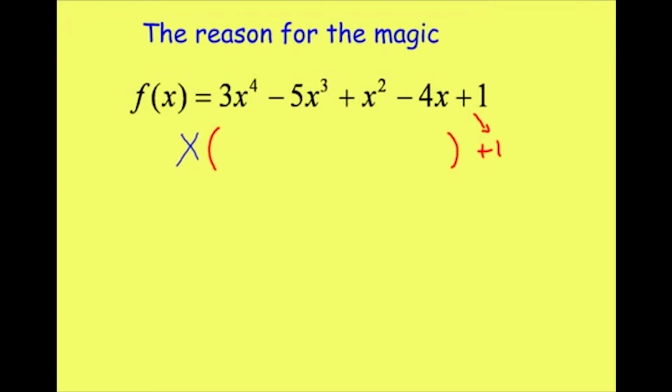When we factor the x out of those remaining terms, we're left with 3x to the third minus 5x squared plus x minus 4. So this is not in order to do synthetic division. This is actually just to describe where it came from and why it actually works.